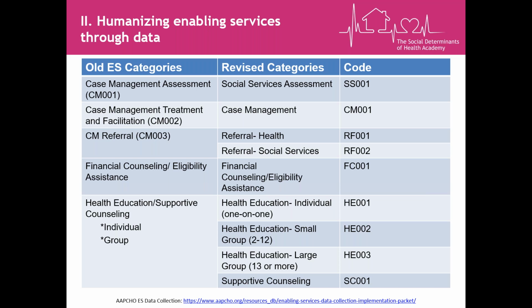On the right-hand side, you'll notice some codes, and we have a frequently asked question in terms of how the enabling services codes provided in our toolkit were developed. In the beginning, we developed the codes with our member health centers within AAPCHO, but later incorporated wider national input. So what we did was we conducted an environmental scan and interviews with sites to come up with a uniform set of categories across all sites.